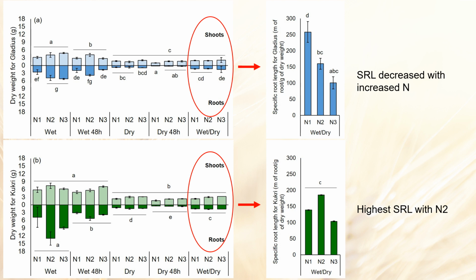so you have thicker roots. And then if you look at Kukri down here, again at the wet-dry root biomass, they have a similar biomass, but they have a different pattern in terms of specific root length. So here you actually have thinner roots under the N2 treatment. So basically this just goes to show that although they may have the same biomass, both the nitrogen and the water is having an impact, or more the nitrogen is having an impact on the allocation of roots of the plants.